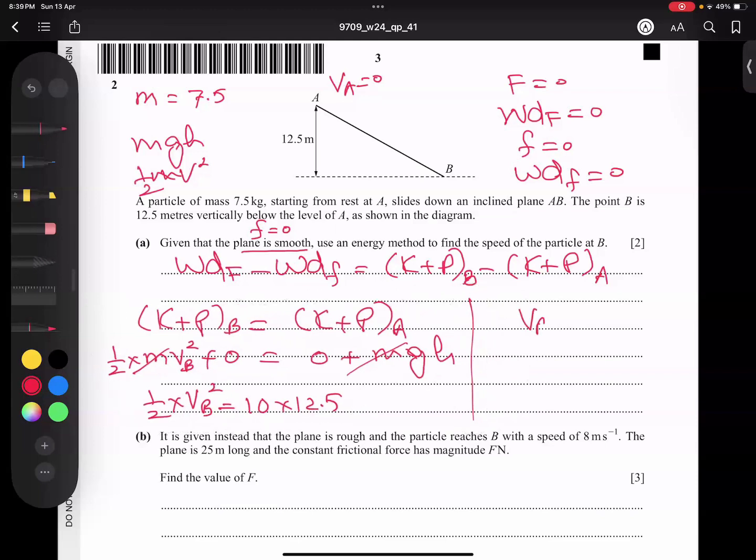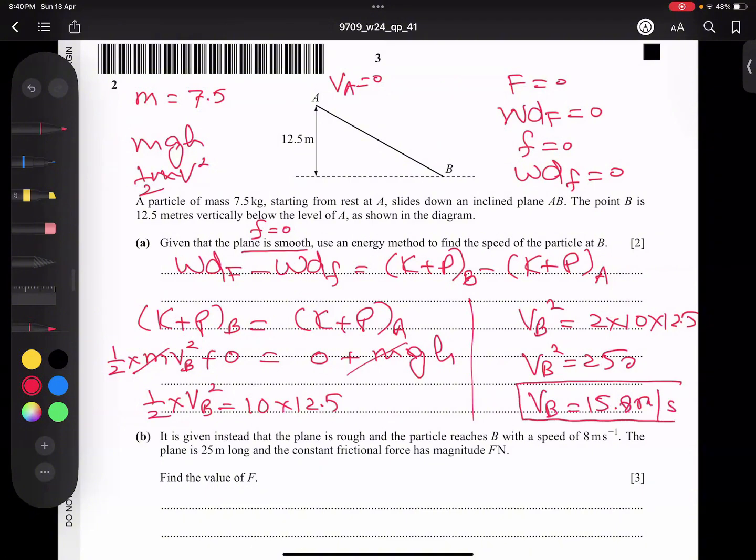So what I can say, velocity B squared equals 2 times 10 into 12.5. And if I check in the calculator, 12.5 into 10 into 2, I got 250. And take a root of this, and I got 5 root 10 as the velocity of B, which is 15.8 meters per second. I believe the point is very clear.